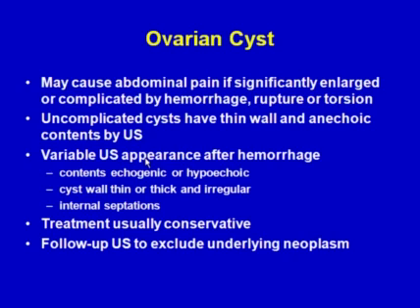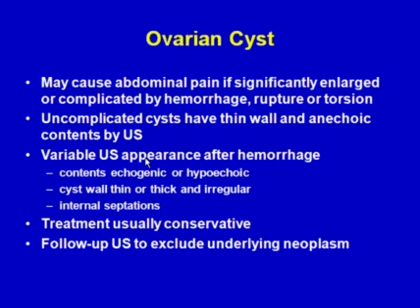An ovarian cyst may cause abdominal pain if it is significantly enlarged or if it's complicated by hemorrhage, rupture, or torsion. Uncomplicated cysts generally have a thin wall and anechoic contents by ultrasound and have a variable appearance after hemorrhage. The contents may be echogenic or hypoechoic. The cyst wall may be thin or thick and irregular, and there may be internal septations.